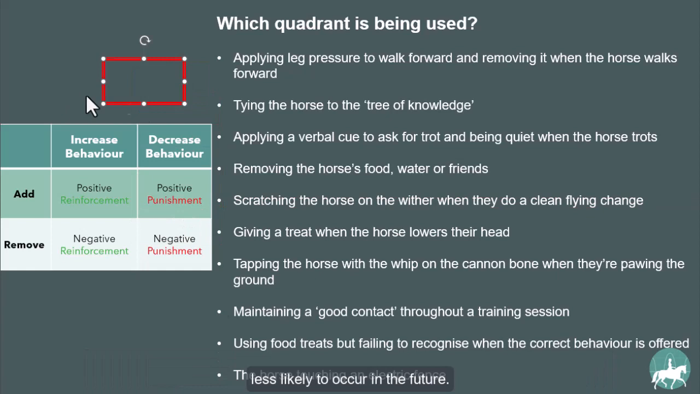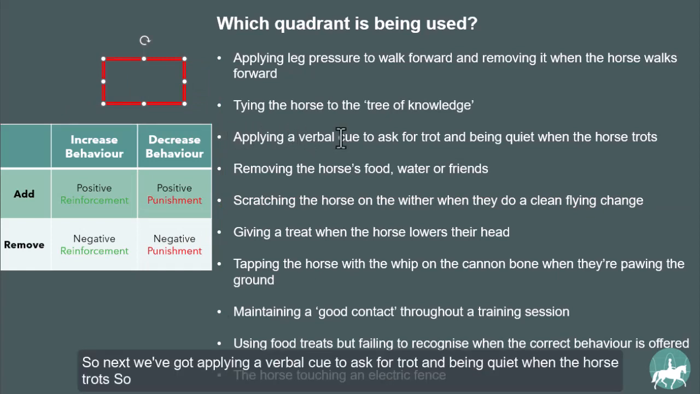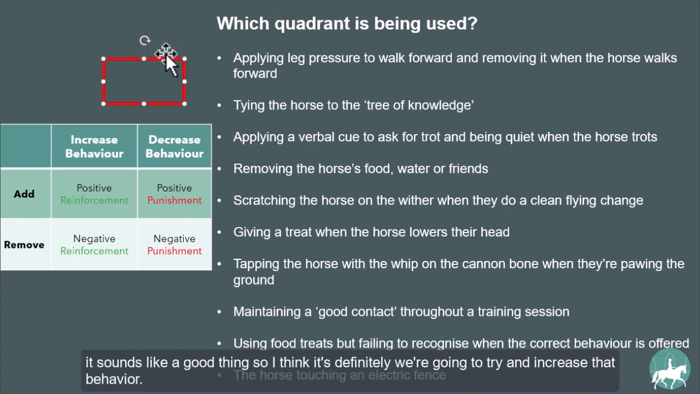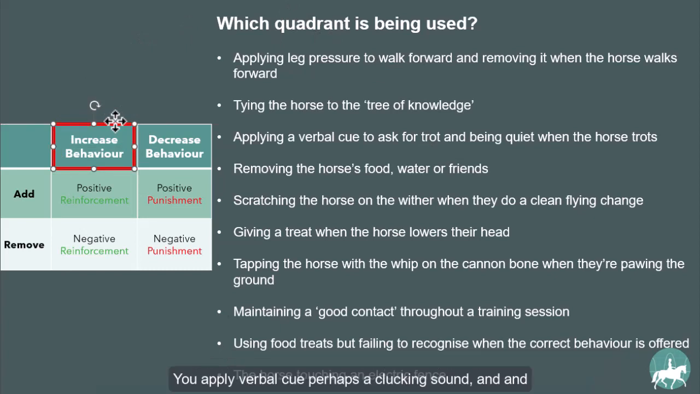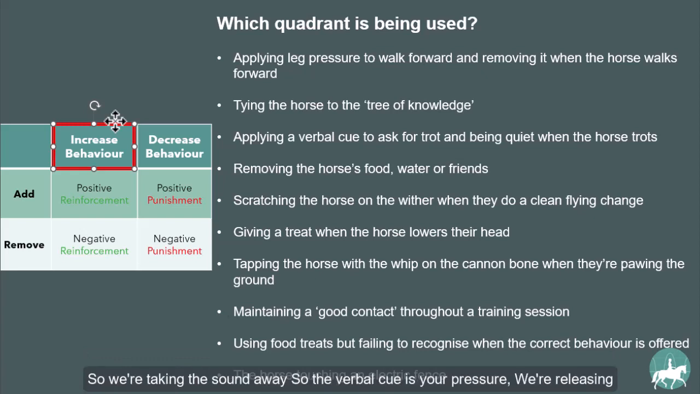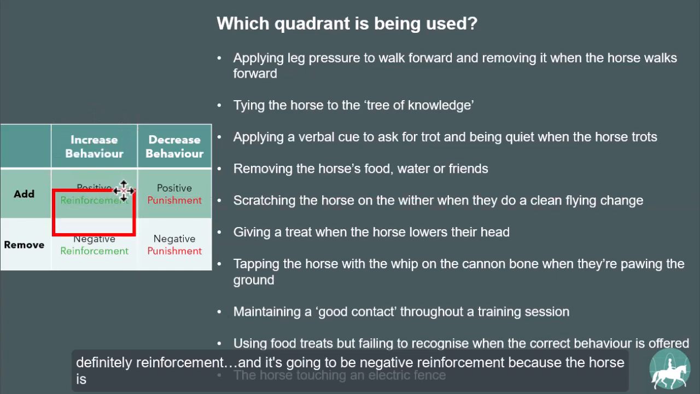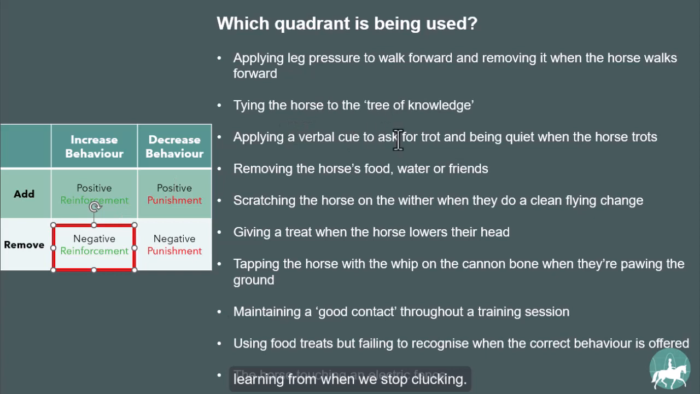So next we've got applying a verbal cue to ask for trot and being quiet when the horse trots. So it sounds like a good thing. So I think it's definitely, we're going to try to increase that behavior. You apply a verbal cue, perhaps a clucking sound, and the horse trots, and you stop making that sound when the horse trots. So we're taking the sound away. So the verbal cue is your pressure. We're releasing that pressure when the horse trots. So we're trying to increase the behavior. It's definitely reinforcement, but it's going to be negative reinforcement because the horse is learning from when we stop clucking.